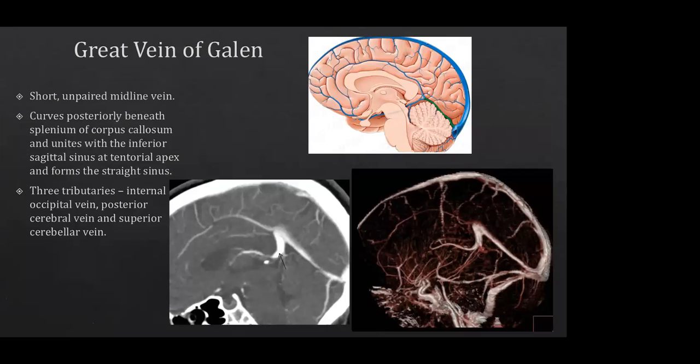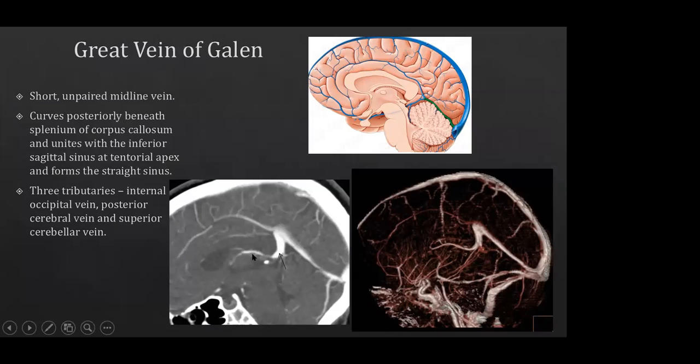So the blood that is collected via these internal cerebral veins and the basal vein of Rosenthal is going to get collected into the vein of Galen. So the vein of Galen is a straight structure. It curves behind the splenium of the corpus callosum. It is unpaired, of course, because it is single.